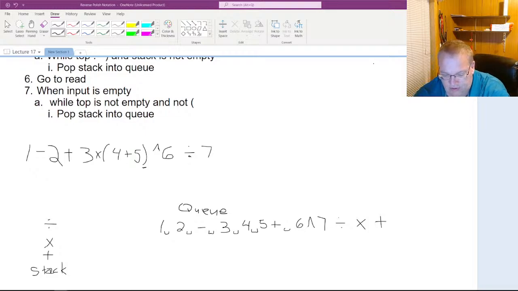Didn't I see a reverse Polish calculator? How to use? Nope. Oh, no. Infix to postfix converter. There we go.